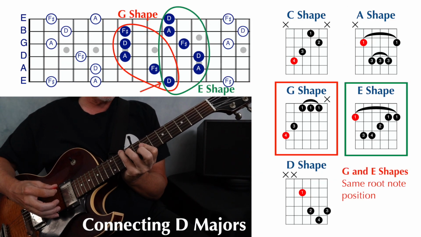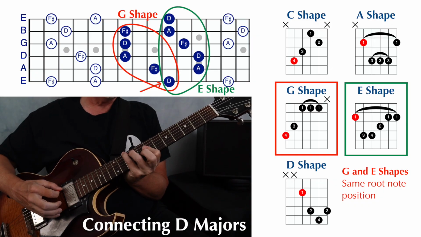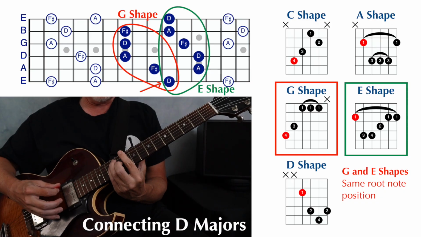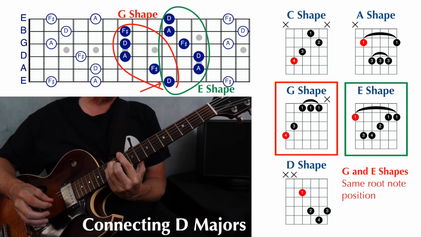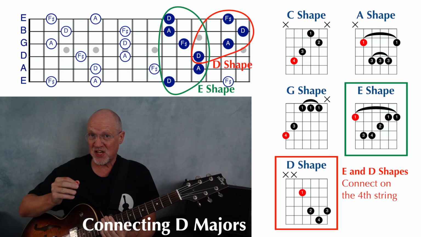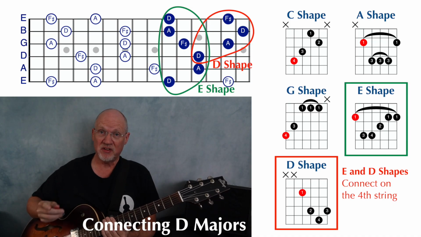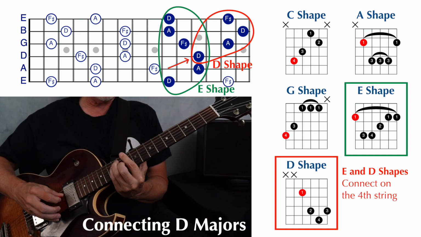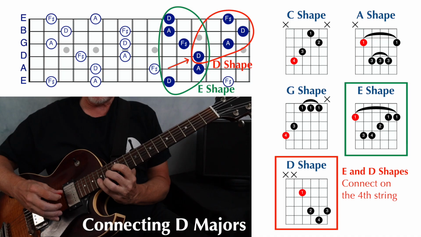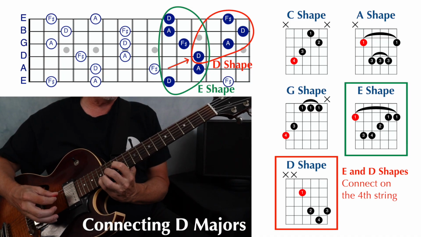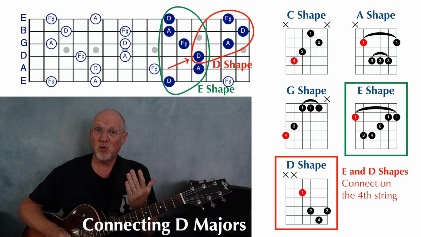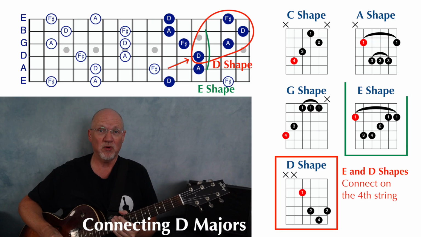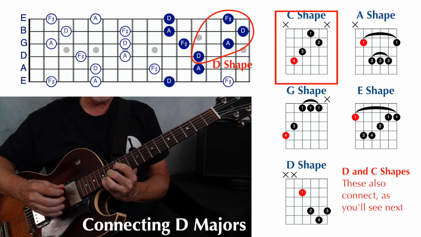And then the G and the E shapes have the root in the same spot, but you play the rest of the chord on one side of the root for the G shape, and the other side of the root for the E shape. Moving from the E shape to the D shape, it's a little harder to spot the connection because the D shape uses so few strings. But this note in the E shape connects to where you play the root of the D shape. So that gives you 5 ways to play a movable D major chord, each in its own area of the fretboard. And that D shape connects to the C shape as well.